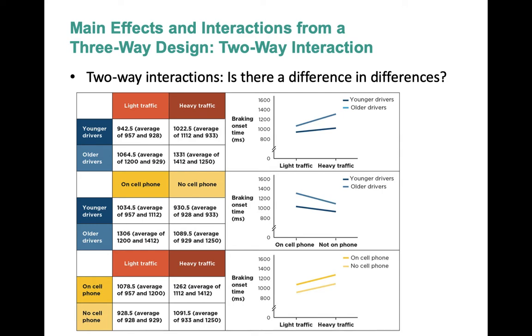The other thing to pick out in a three-way design are interactions. So here the complexity really kind of ramps up, because in a two-way design there's only one interaction. But in a three-way design there's three possible two-way interactions. Okay? So the first two-way interaction would be to look at the interaction of age by traffic.